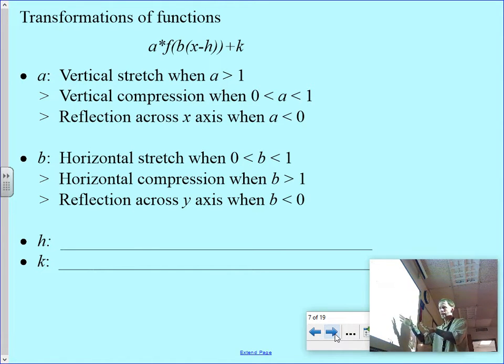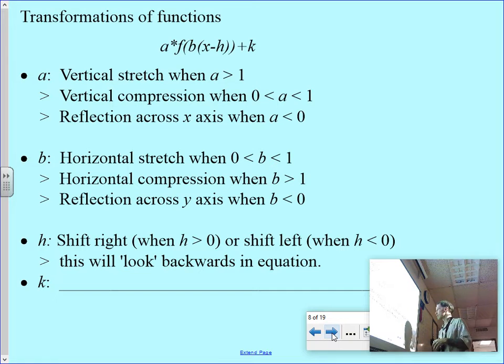Okay, the h and k are the easier ones. The h is going to shift right when h is greater than 0, or shift left when h is negative. Now keep in mind, this is going to look backwards. We'll talk about that when we get to some equations in just a second.